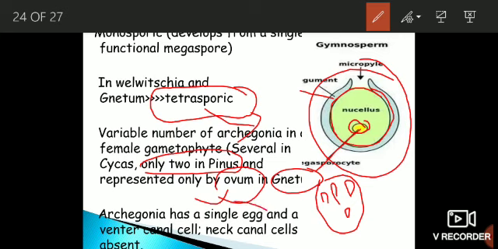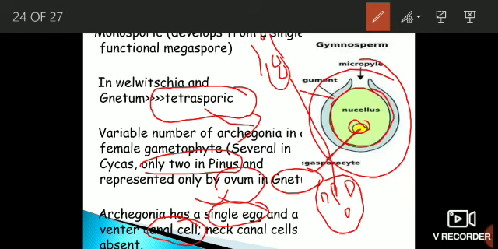And the archegonium in gymnosperms, its structure is like this. It has a single egg and a ventral canal cell, okay. For example, this is the archegonium, okay. I am taking this archegonium here. This is the archegonium. It contains a single egg and a ventral canal cell. However, the neck canal cells are absent. The neck canal cells which were there in pteridophytes are absent here. Remember, okay.